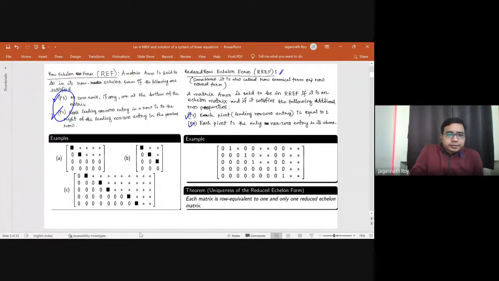So for the row echelon form, we may have a structure of this form, either A or B or C type. But for the reduced row echelon form, we will have this form, and this reduced row echelon form is unique for a given particular matrix. So these are what we have seen in the previous lectures.